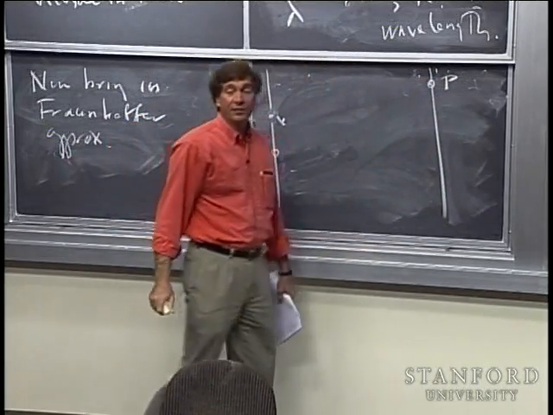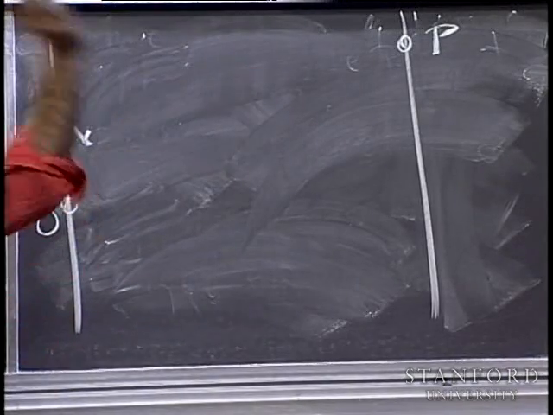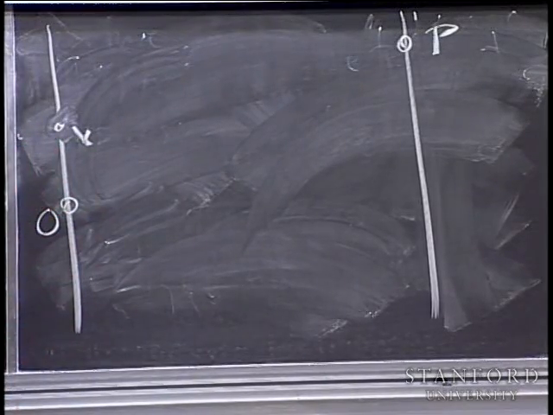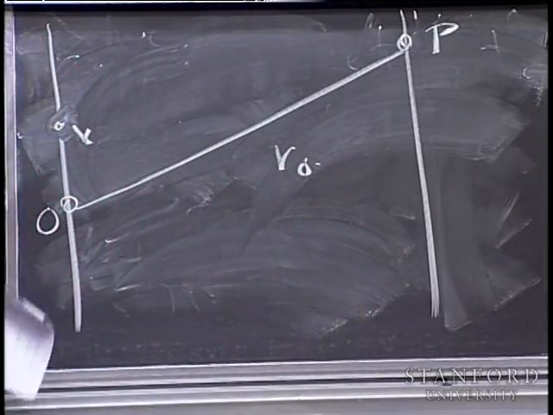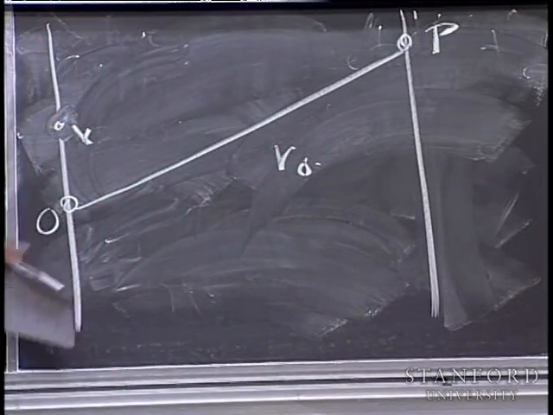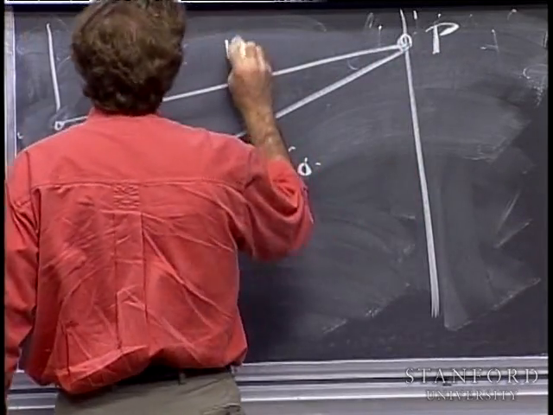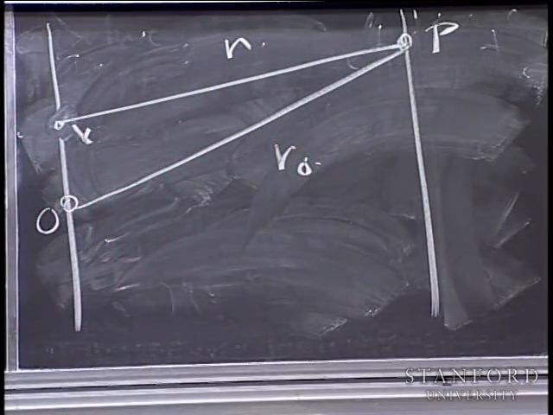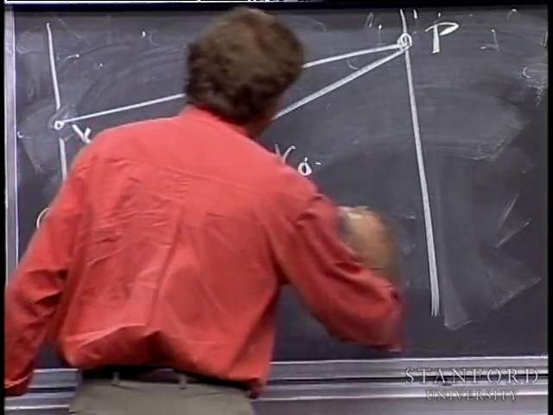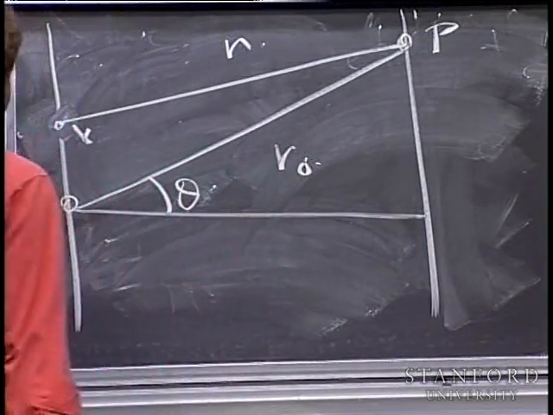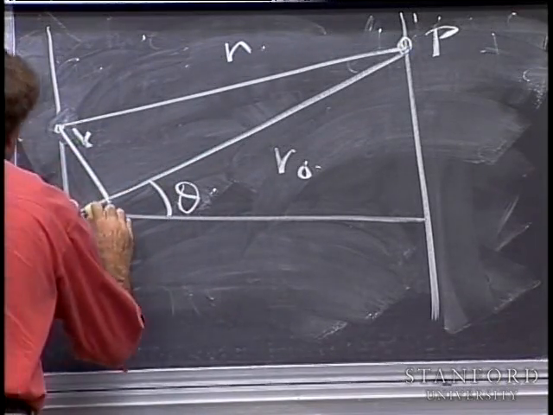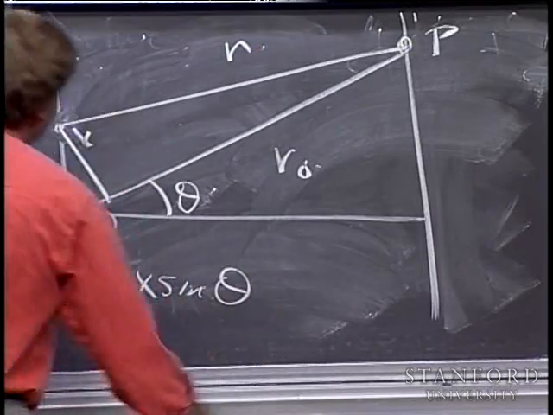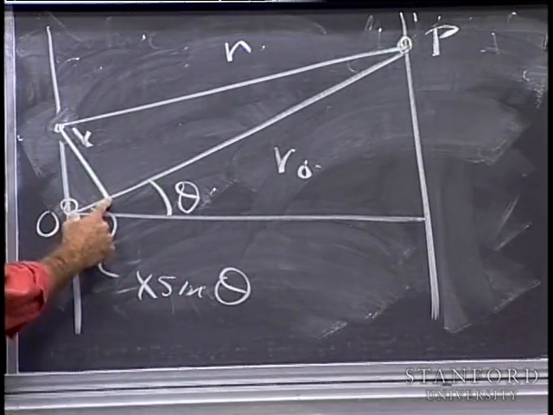That's what we've calculated. We've calculated the field at P due to all the ways that light reaches it from all possible points on the aperture plane. Let's call this distance R naught. That's the distance from 0 to P. That's a fixed distance. Here's R. Here is theta. Then this little length in there is x sine theta.